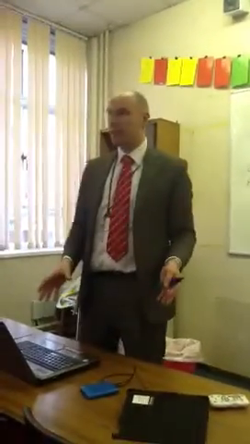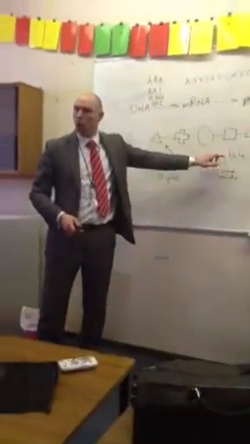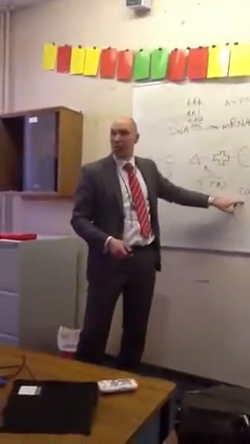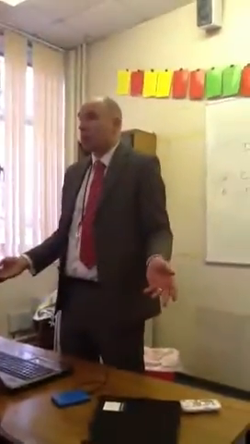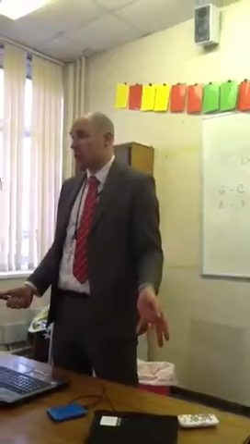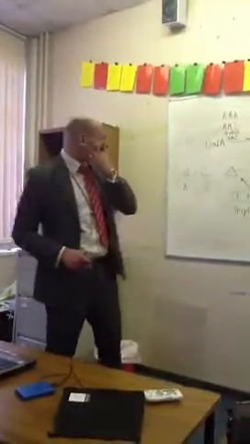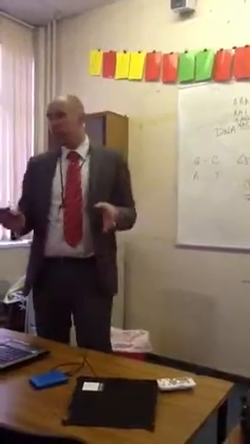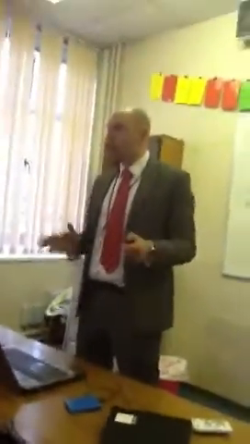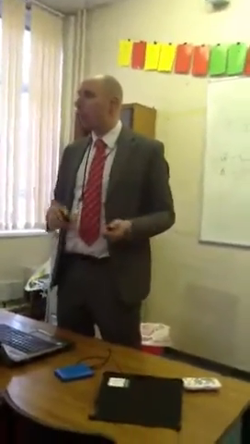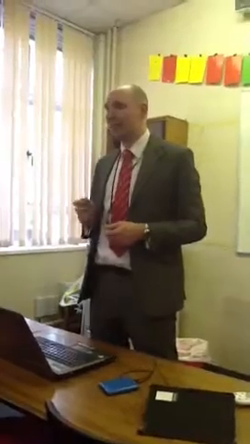A code like this, where you've got more combinations than you need, is called a degenerate code. And I don't know why it's called a degenerate code. So can you find for me on your iPads a table showing the genetic code, and make sure that it's not an RNA code, make sure that it's a DNA code.